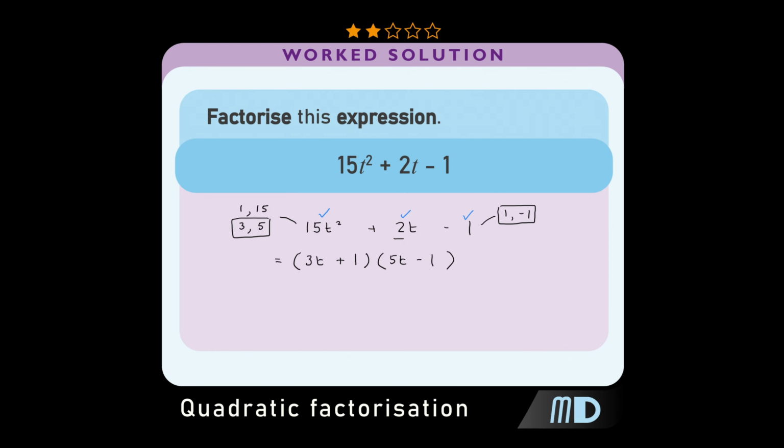As an extension to this question, if this quadratic expression is set equal to 0, can you find both values of t that satisfy that equation? Drop your answer in the comments. So, the factorized expression and the answer to this question is 3t plus 1 multiplied by 5t minus 1.